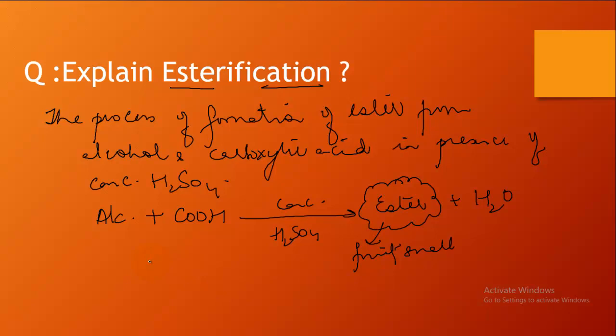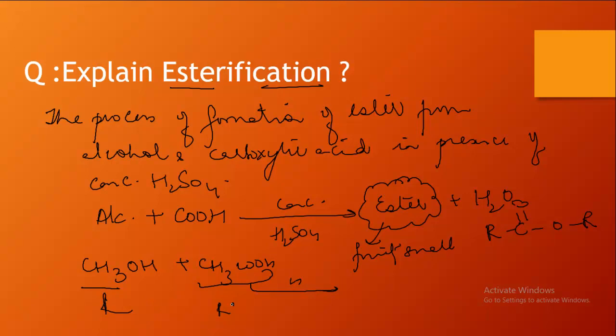Now let's take up a few examples and show this reaction. Let's say we have methanol and we have ethanoic acid, occurring in presence of concentrated sulfuric acid. We know ester is RCOOR. So this is going to be R and this is going to be RCOO. When we link them, we get CH3COOCH3, and the OH and then this H are removed as water. So this is how the ester is formed.